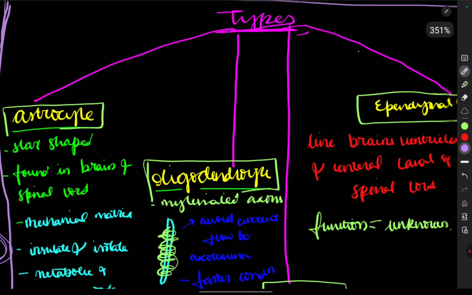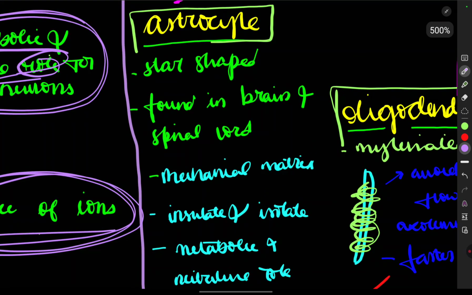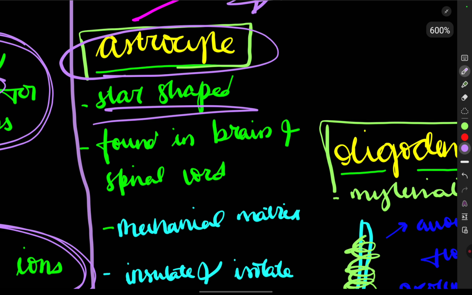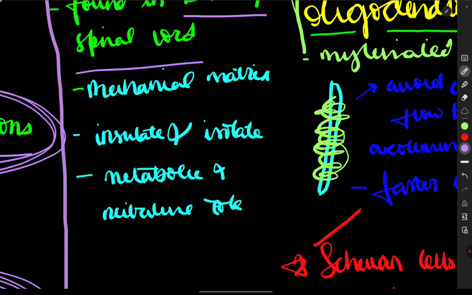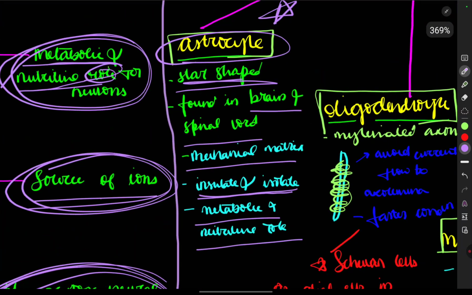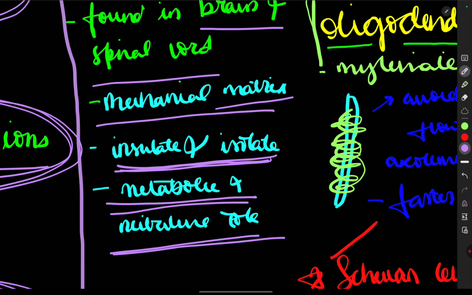Now we are going to see the types of these cells. First are the astrocytes. What do you mean by astro? Star. It is star shaped, found in both the brain and the spinal cord. Mechanical matrix, insulate and isolate, metabolic and nutritive role. We have already studied these, right? These are the general functions and these are the specific functions of the cells.